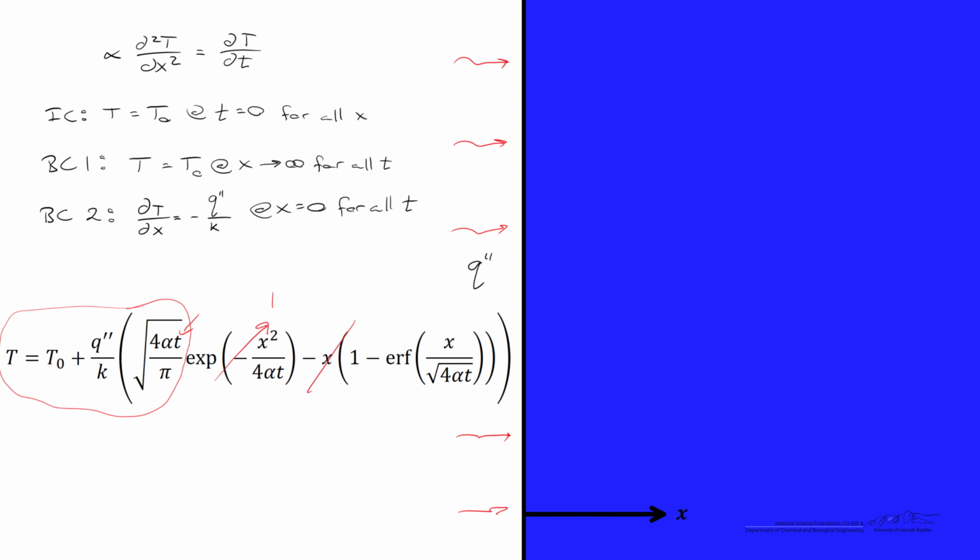You'd either melt or burn out the solid, or there would be some radiation back into the surroundings, or some other convective effect that would take place. So this equation does have its limitation.